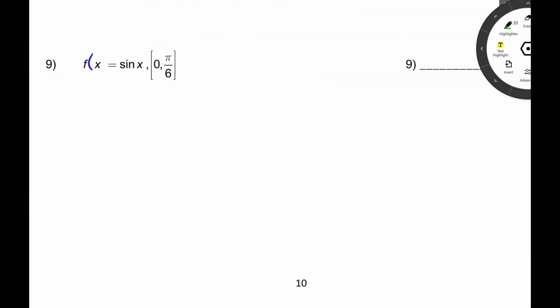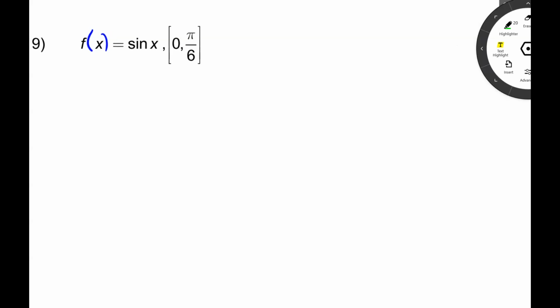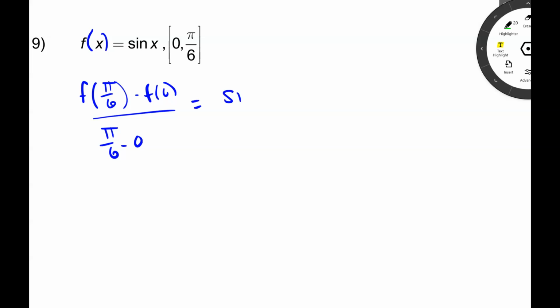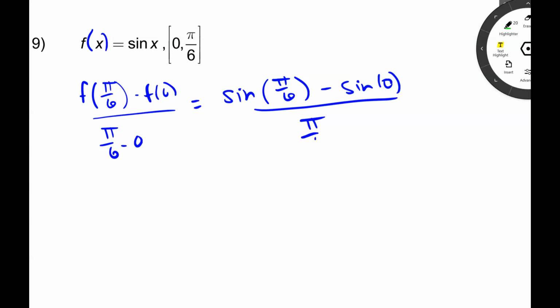Alright, so next one, we have our equation, which is sine of x. And once again, we're trying to find the average rate of change. So I'm just going to use our regular slope equation: f of our second x value minus f of the first x value over time 2 minus time 1. I'm just going to write it right here. Sine of pi over 6 minus sine of 0 over pi over 6 minus 0. Okay, that's just pi over 6.